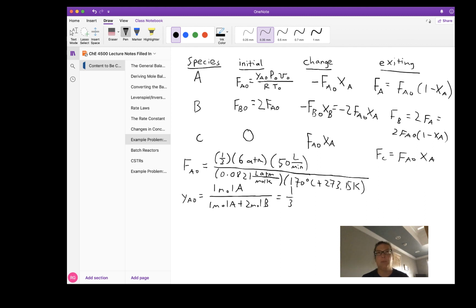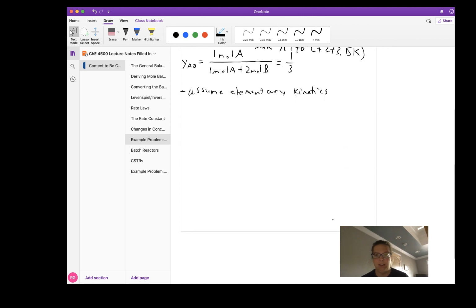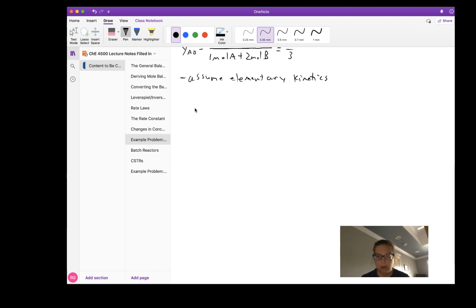So now I want to write the rate of the reaction in terms of conversion. So I need a rate law. So let's assume an elementary reaction. I'm not given any information about what the rate law is. Because of that, I'm going to assume that it's an elementary reaction. And so to do that, I would say minus rA is equal to kA CA CB squared.